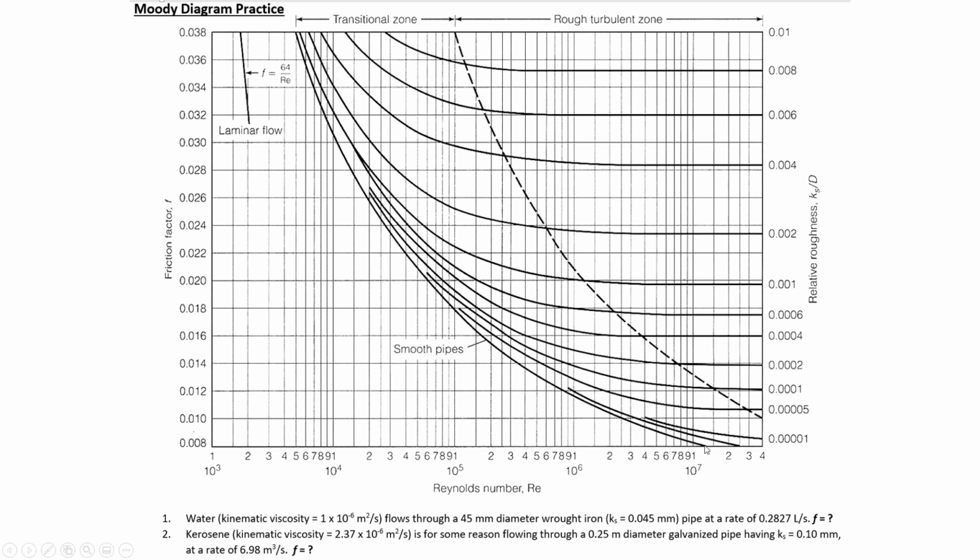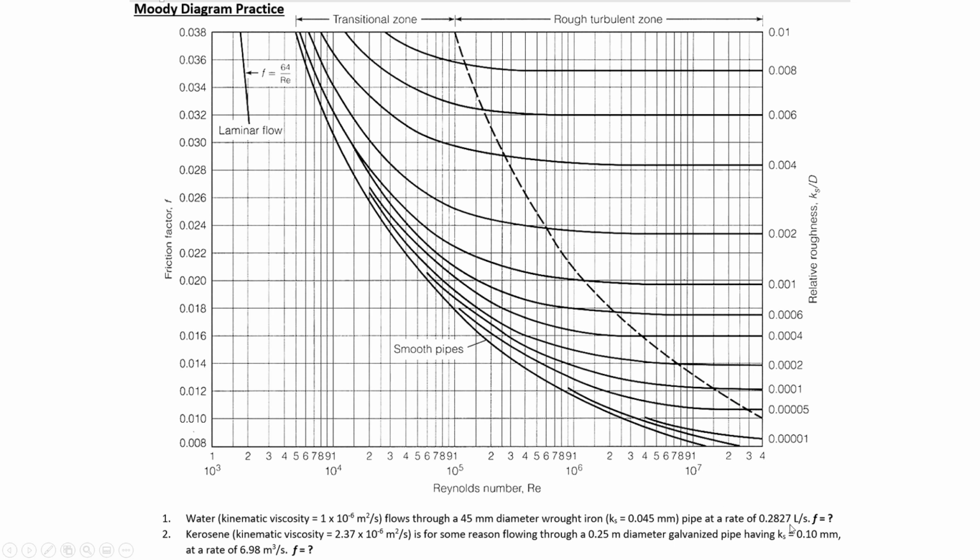The first is that water is flowing through a 45 millimeter diameter wrought iron pipe. And so the fact that it's wrought iron tells us the equivalent sand roughness is 0.045 millimeters. So it's a 45 millimeter diameter and a k_s of 0.045. So that's convenient when we calculate the relative roughness. And then we also know the flow rate through the pipe.